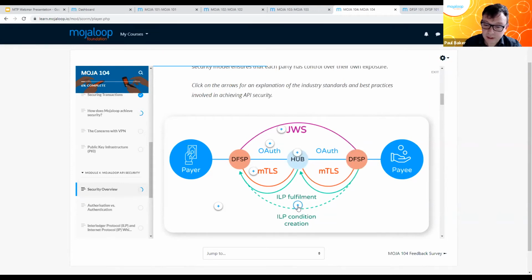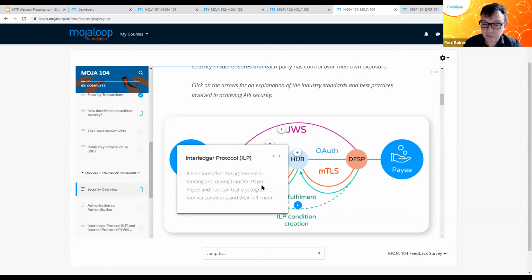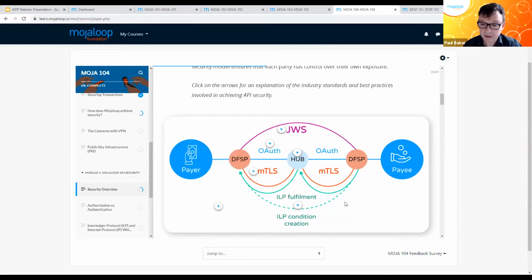And then we've got this ILP fulfillment. The ILP protocol is taken from cryptocurrency technology, and it is a way of encrypting the conditions for each transfer. So the conditions are put together, encrypted, and then presented as this ILP condition to the payer DFSP, which can then agree to those conditions. And then finally, the payee DFSP authorizes the transaction to be committed by releasing the fulfillment, which is also a cryptographic key. So that becomes your sort of digital deposit slip.